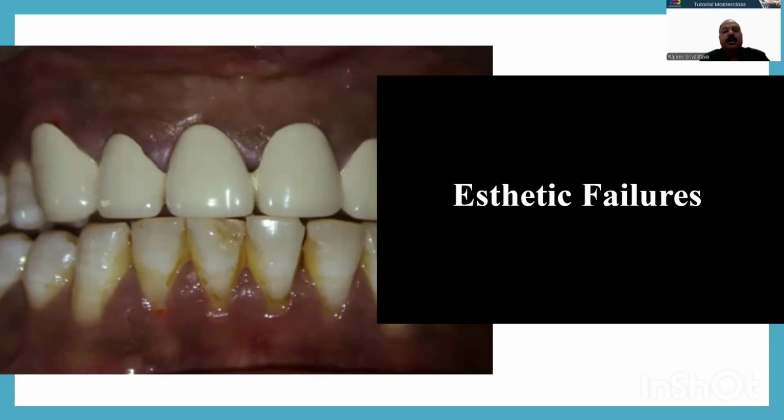And if you see the embrasure area, it has a black space. If you see the margin at some places, it is open. So these are the aesthetic failures, especially when the patient has a gummy smile or a broad smile area.